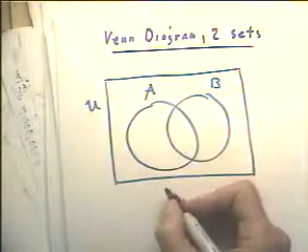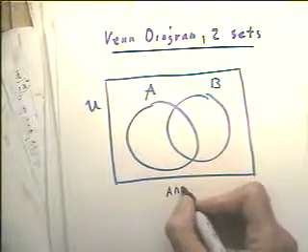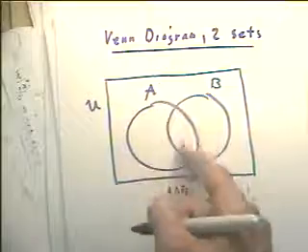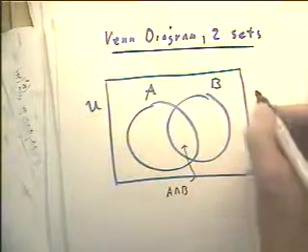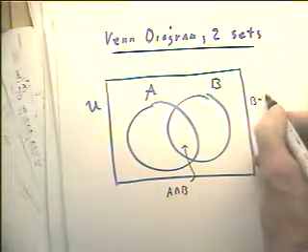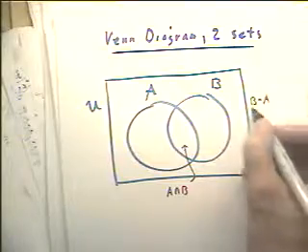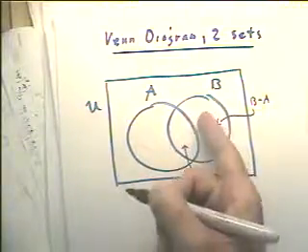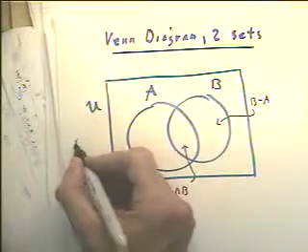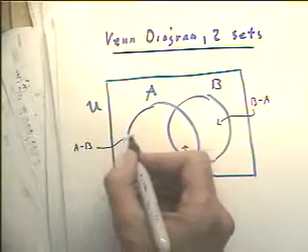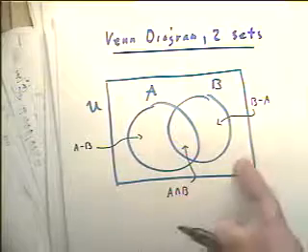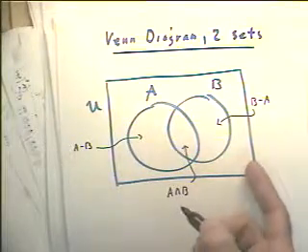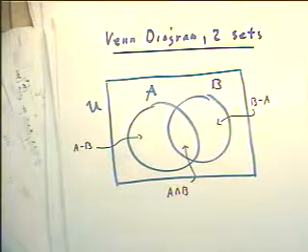Okay, there's the region that we could denote by A intersection B. That's the region where the two sets intersect. The region we could designate by B minus A, which is everything in B that's not also in A, so that's this region. There's A minus B, which is this region, and there's this region. Okay, now what is this region? See if you can think. What is that region?